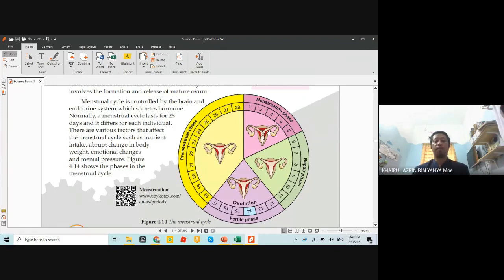Okay, so from this diagram, we can see there are four phases. The first is the menstruation phase from day 1 to day 5, and then a repair phase from day 6 to 11. Day 12 to 17 we call the fertile phase, and on day 14 there is a process that occurs, which we call ovulation. The last phase is the pre-menstrual phase, from day 18 to day 28, and we will go deeper into this in the next page.